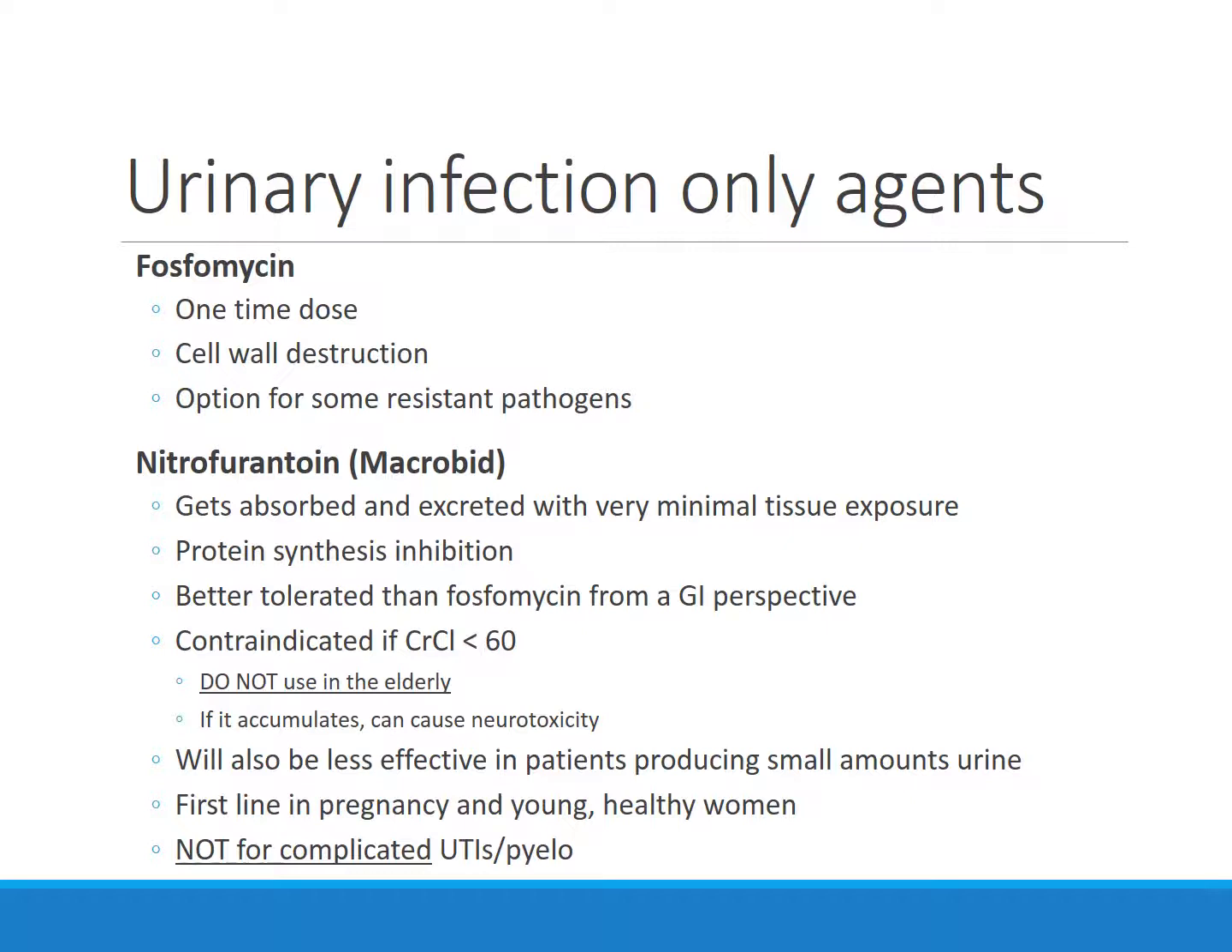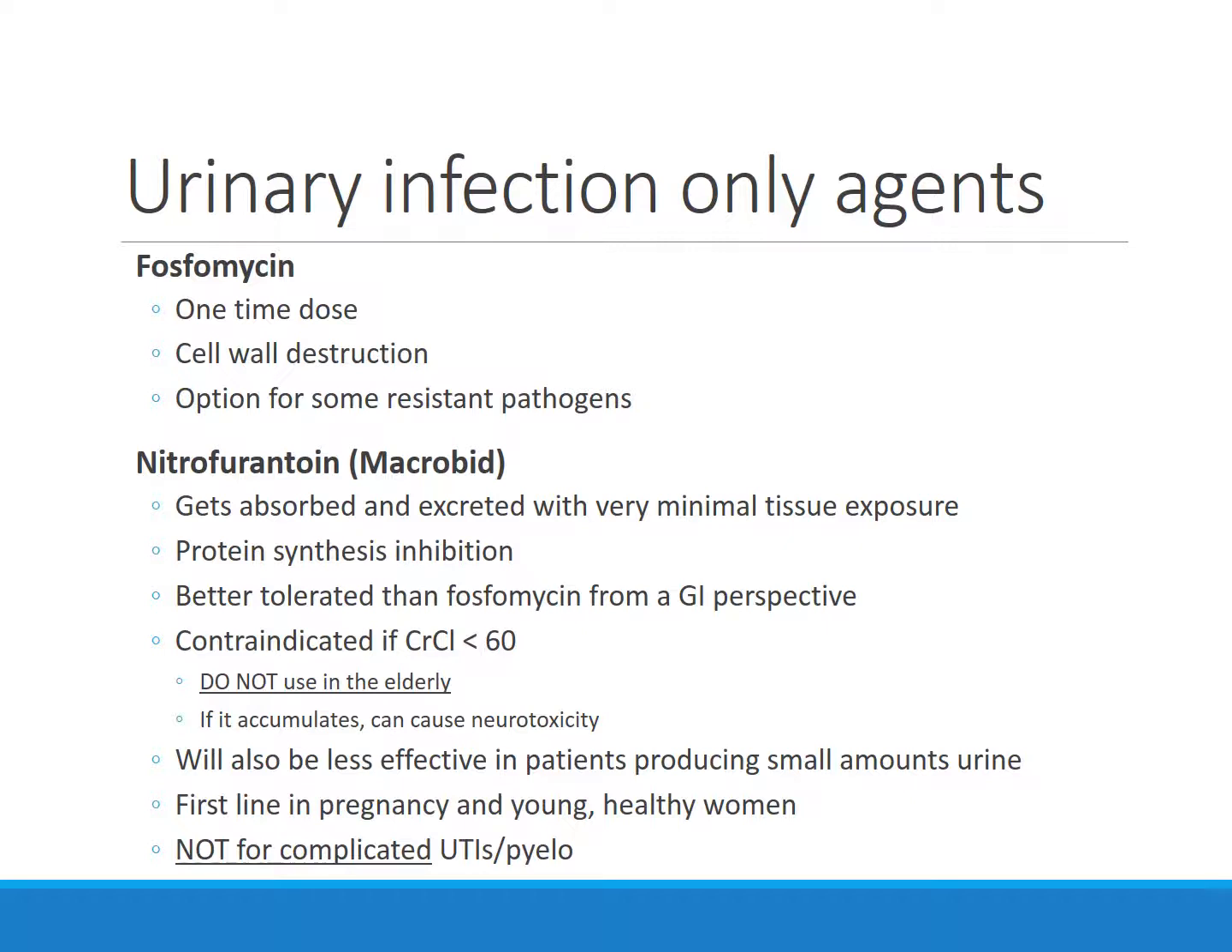Fosfomycin. Fosfomycin is a one-time dose that causes some cell wall destruction, and it's an option for resistant pathogens. I think fosfomycin is an interesting drug. It's not really prescribed a lot. It's probably because it's kind of expensive, but if you have somebody who has a lot of allergies or a lot of resistances to different drugs you want to use to treat a urinary tract infection, fosfomycin is something to keep in the back of your mind.